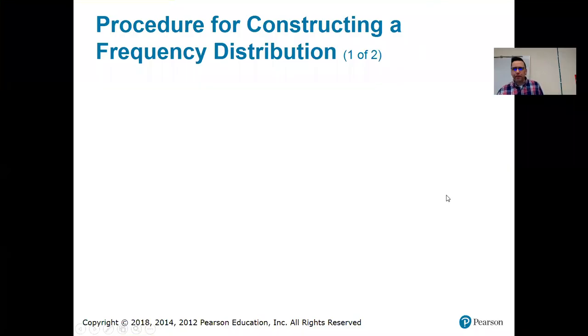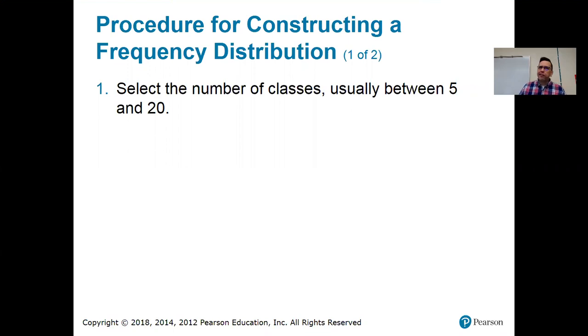Okay, so here is the procedure for constructing a frequency distribution. And of course, you're going to see an example. So first, select the number of classes that you want. And this is not the first book that I've seen that suggests a number of classes somewhere between 5 and 20. So that's kind of a wide range.